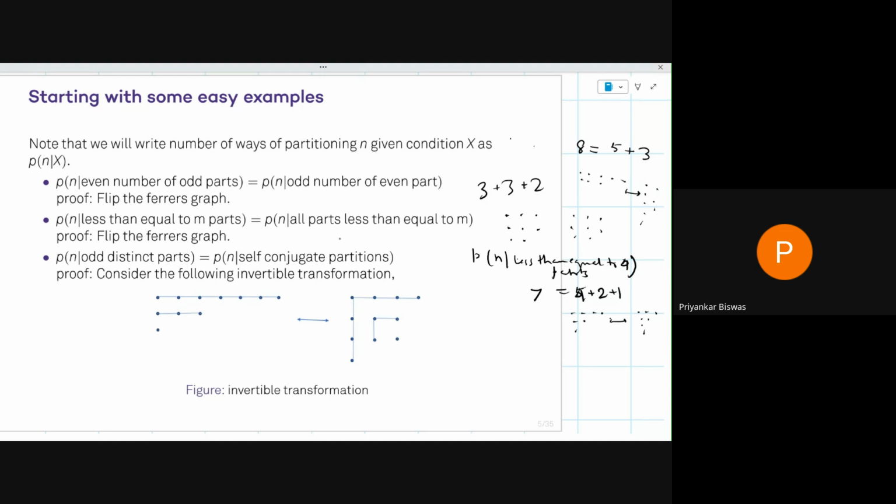Let's say if the number was 17, how would that work? Yeah, if the number is 7, then an even number of odd parts is not possible, right? Oh yeah, this one is not correct. I think the first one is not correct. Okay, so for the second one, the second one is okay.